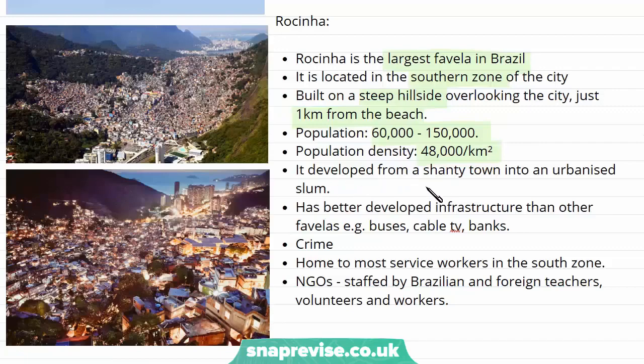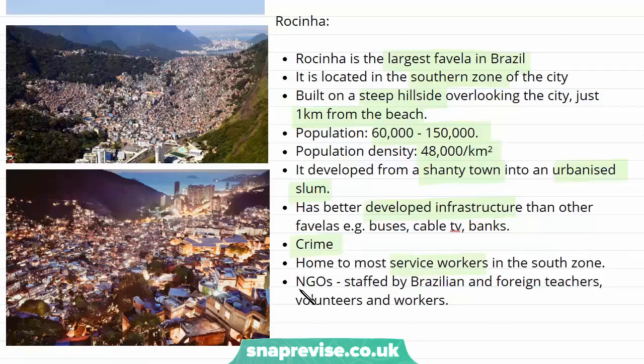So the development of Rocinha: it used to be a shanty town, and with mass rural-urban migration into the city, it became an urbanized slum. It has a lot better developed infrastructure than many of the other favelas, and it even has its own bus system, cable TV and banks, but it's still a highly impoverished area and not somewhere you would wish to live. As I mentioned earlier, it's very much full of crime, and it's home to most of the service workers working in the south zone of the city.